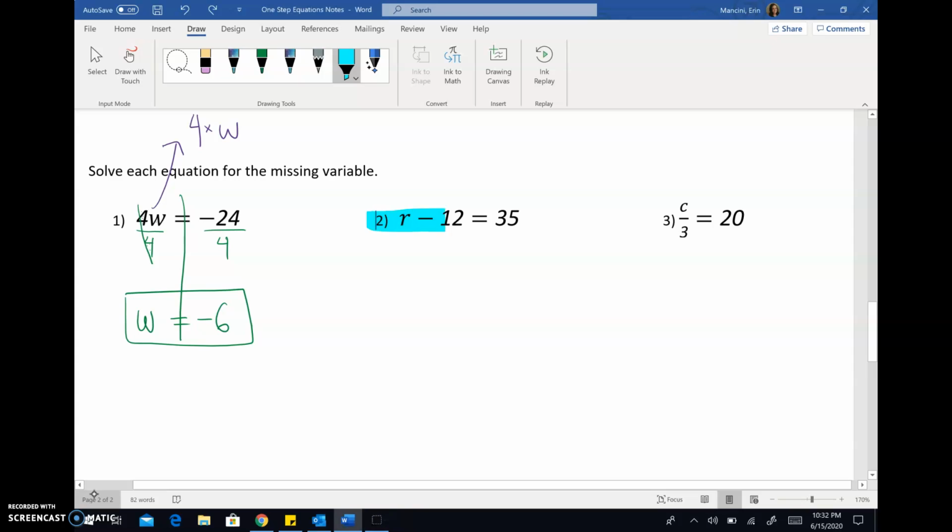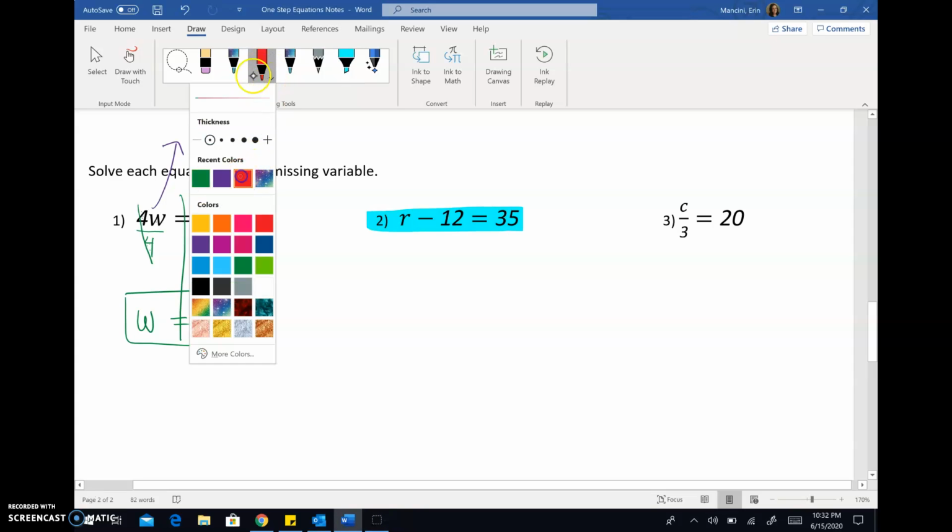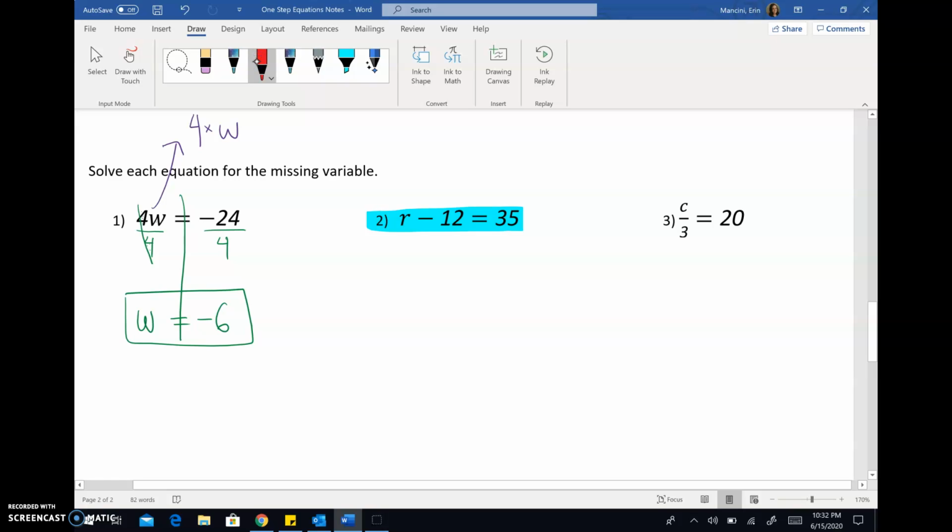Cool. I'm going to leave number 2 for you to try on your own. If you have any questions, please let me know. But we're going to do number 3 together because I know people don't like fractions. This is hard to write on, so I'm just going to recopy this real quick. Remember, I've said this before, a fraction is just division. So what this problem really says is c divided by 3 equals 20.